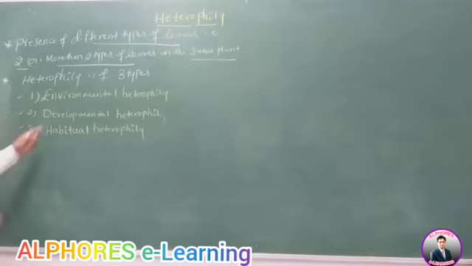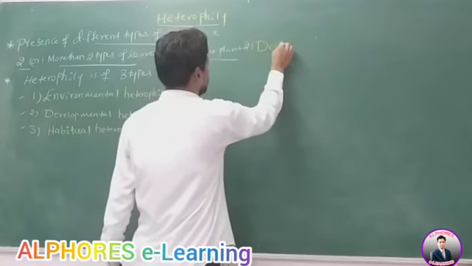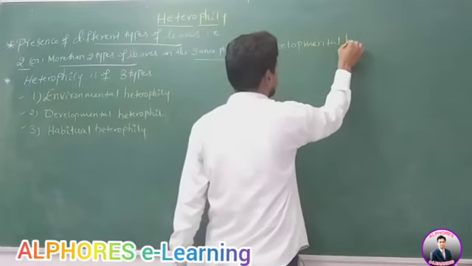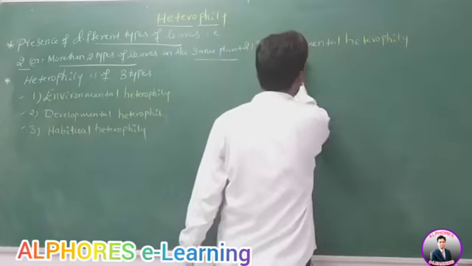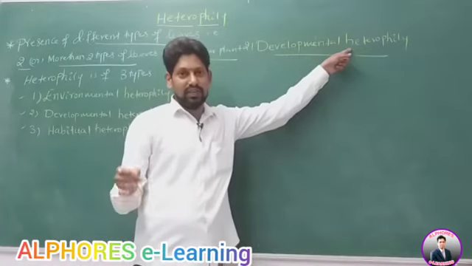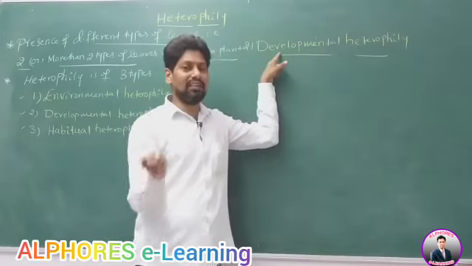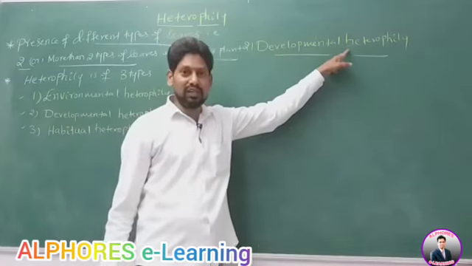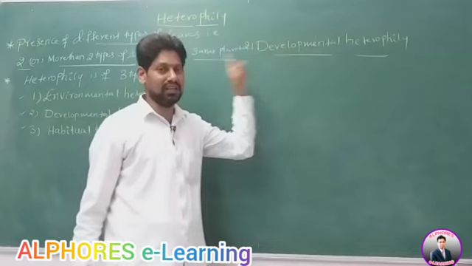Now go for number two: developmental heterophily. We already know heterophily means presence of different types of leaves on the same plant. The plant is producing different types of leaves in different developmental stages. That is called developmental heterophily.